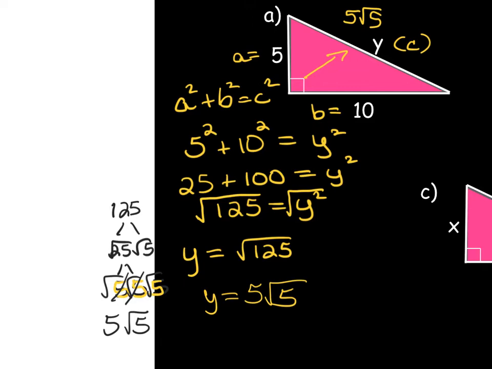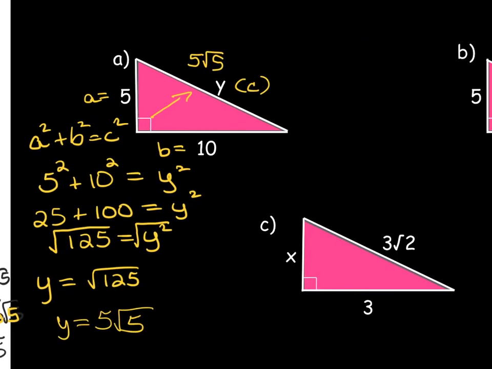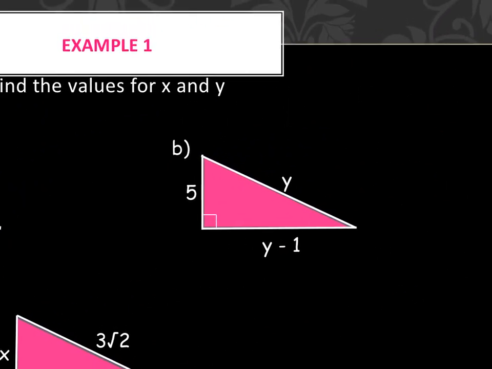All right, let's try B. Now this one's bringing a lot of algebra back to us. So again, the legs, or the two sides that form the right angle, this could be A, this could be B, and this could be my C.